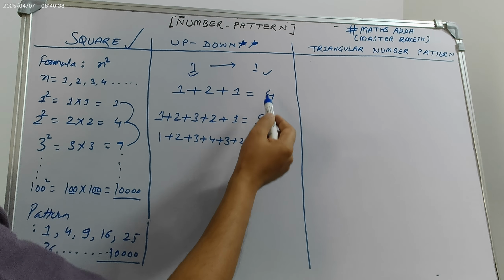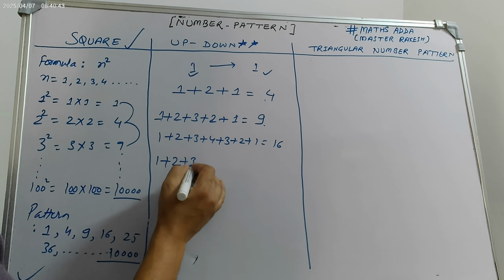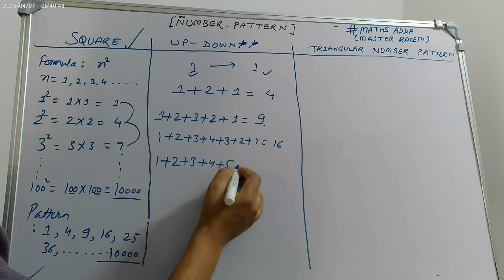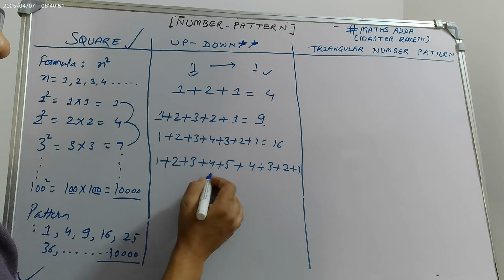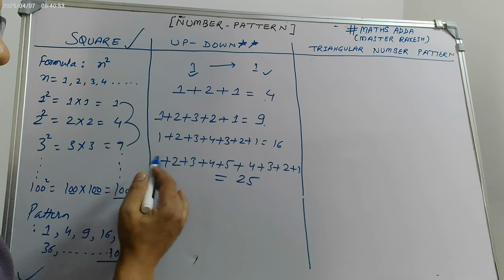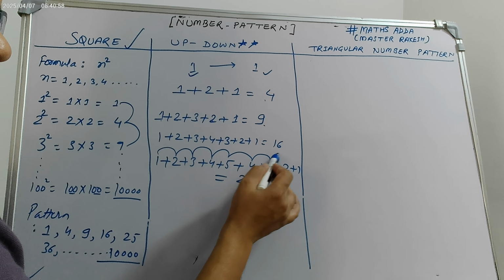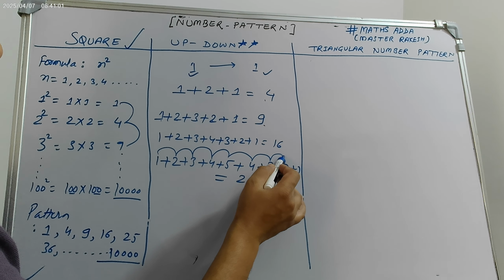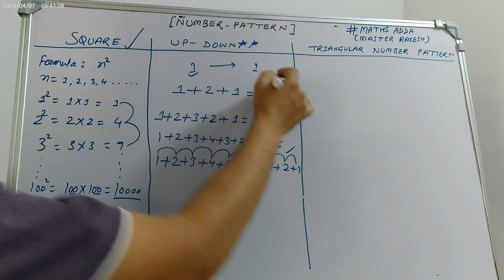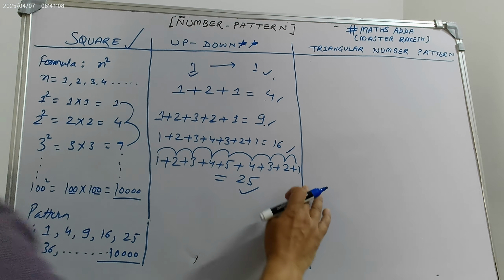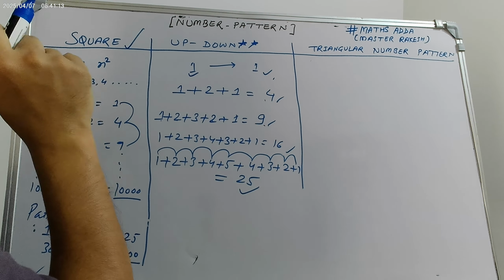So the second floor gives 4, then 9, then 16. If you go to the fifth floor, 1 2 3 4 5, then backward 4 3 2 1, adding 1, 2, 3, 6, 10, 15, 19, 22, 24, 25, it becomes 25. So these are the patterns. This is known as the up and down pattern: you are going up and you are coming down.